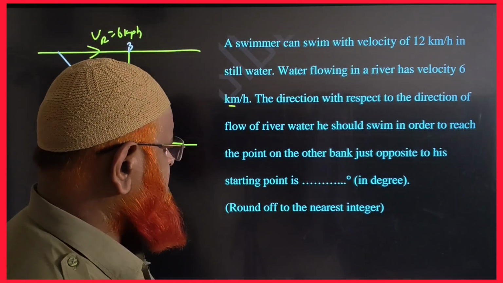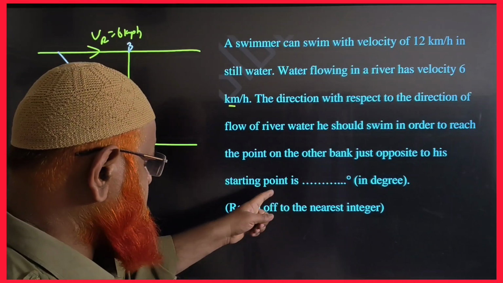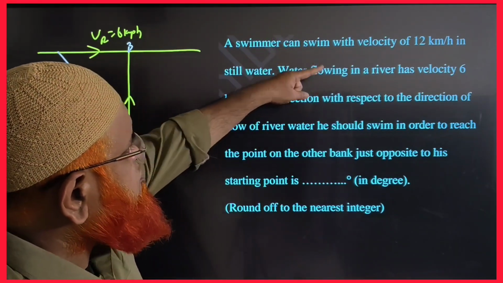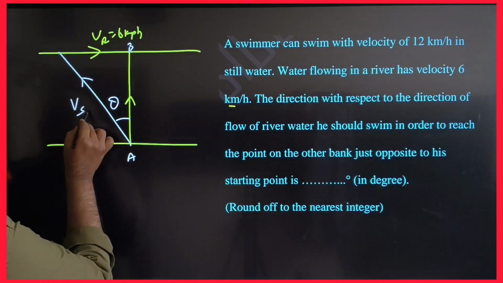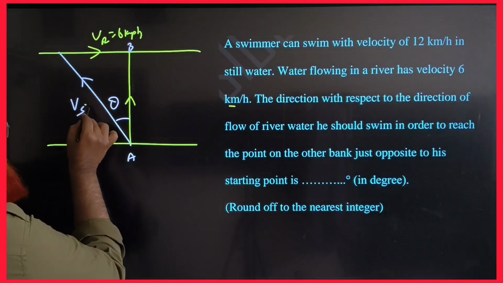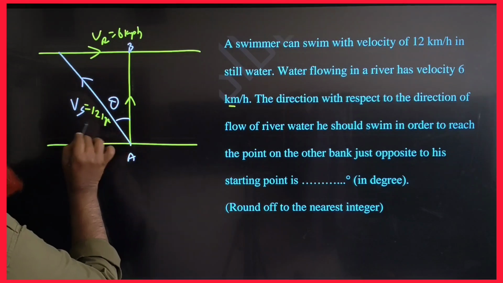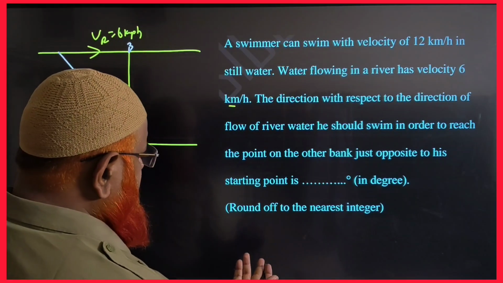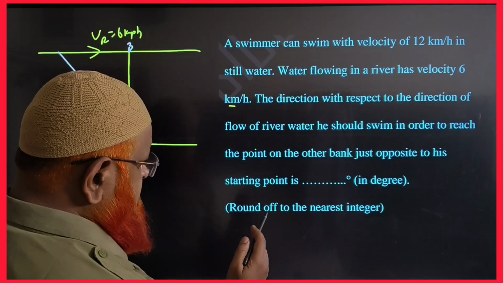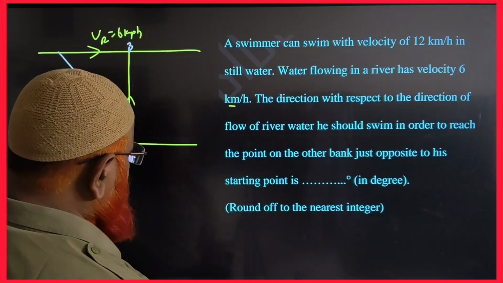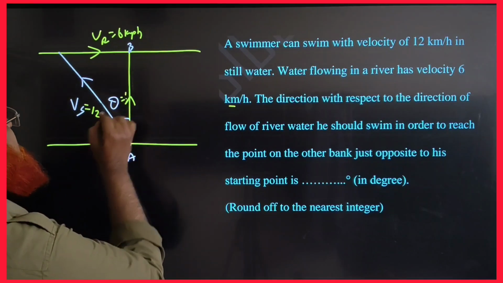Okay, और क्या बोल रहा? In order to reach the opposite point, other bank, round up to the nearest integer. क्या क्या दिया हमारे पास? A swimmer can swim 12 kilometers per hour. Means swimmer का speed दे दिया. He has given the speed of a swimmer. क्या था swimmer का speed? 12 kilometers per hour. और river का speed भी दे दिया. Theta होना है. You have to find out the theta. In order to reach the opposite point of the other bank, just opposite starting point is dash degrees. Okay, you have to find out what is this theta.